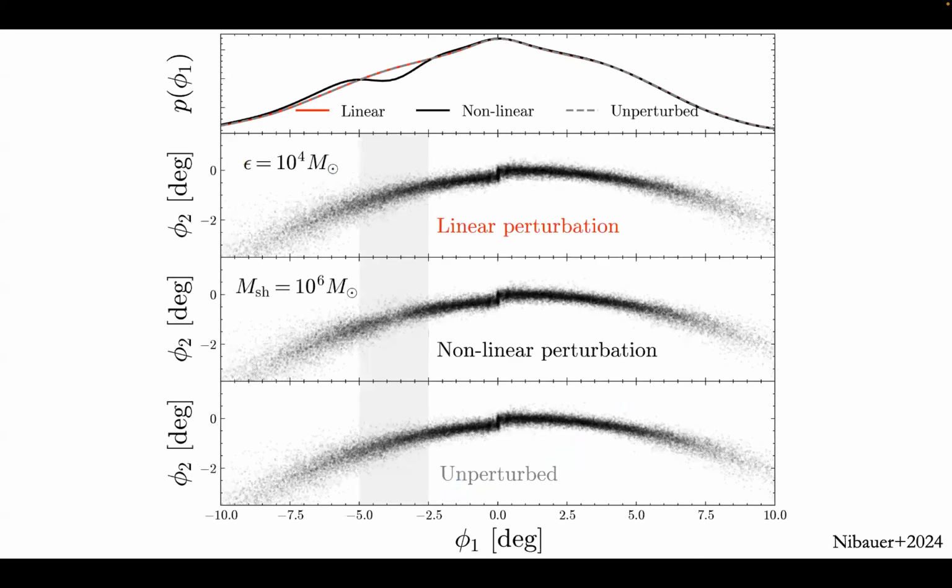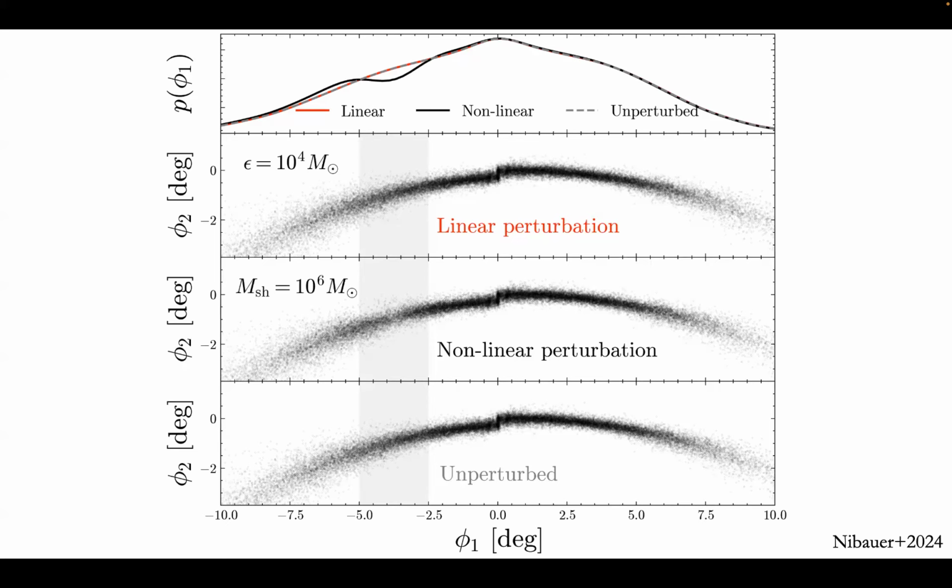So what does it actually look like to do this? Enough of the nice animations. I guess here's another nice animation. But nonlinear perturbation here, there's a 10⁶ solar mass subhalo that hits the stream. It leaves a very tiny density gap. Nothing huge, but maybe you can see it up top better.